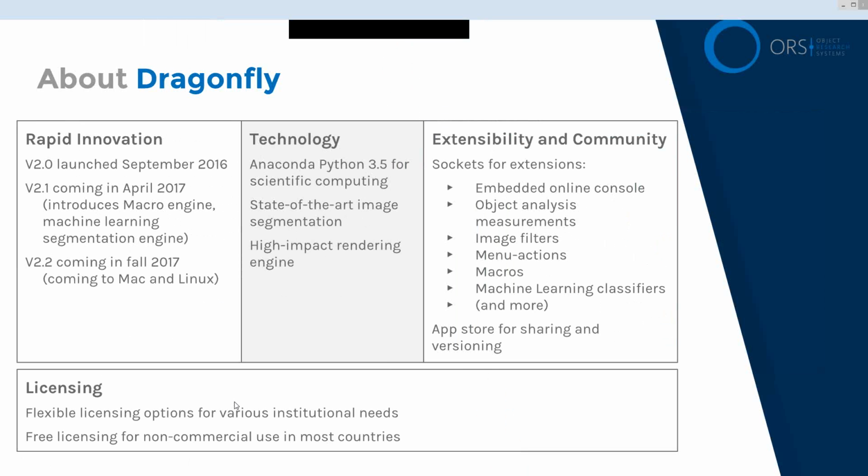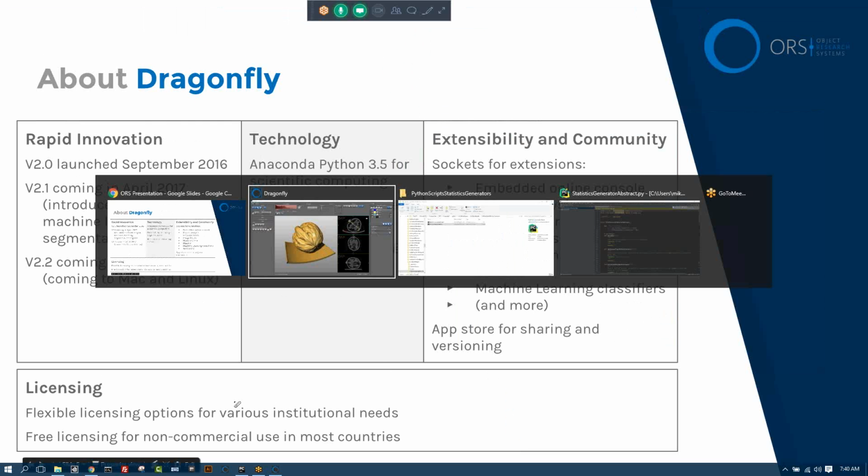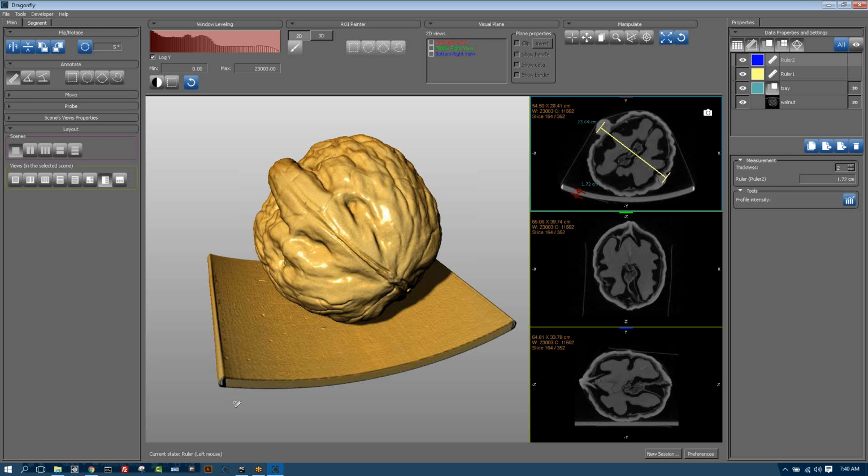So with that, I'll go ahead and switch over to Dragonfly and start some of the live demonstration. We're going to keep this to about 35 minutes, I think. We're going to talk mostly today about quantitative analysis, but first I want to show you the software and just give you an idea of the framework of the software, of how it behaves and how you get some simple things done.